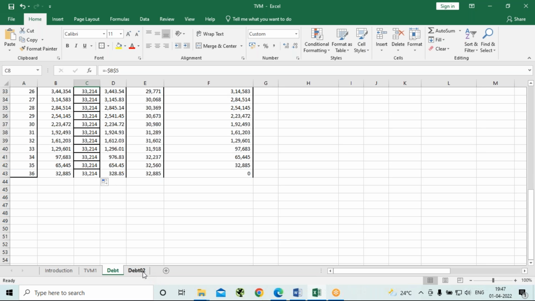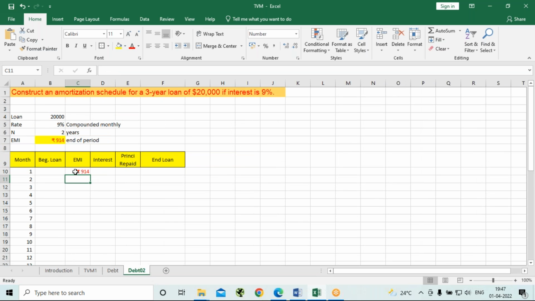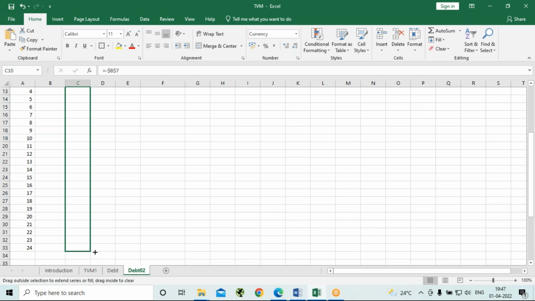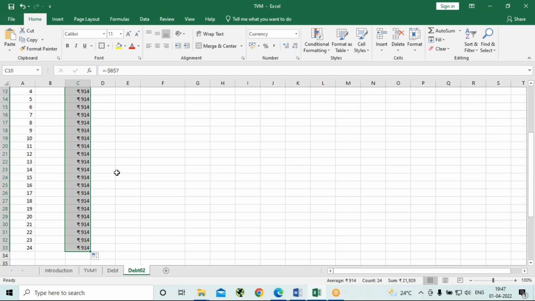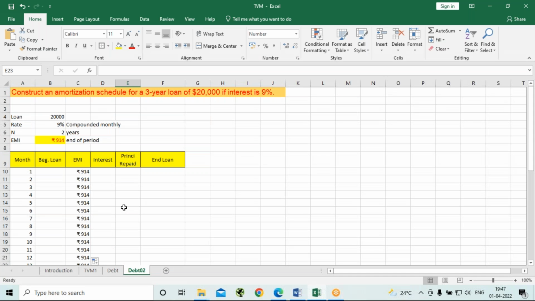Yes, sir. Yeah. So the same way I will do it over here. I will add it as a minus. Okay. So that remains the same and I will drag it to the end of the period. Till the end of the period, it remains the same. So let the EMI be ready. Now, what should be the beginning loan amount? 20,000. B4. 20,000. Yeah. So I can select this, equals B4.